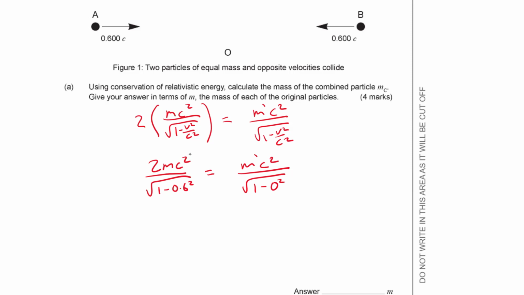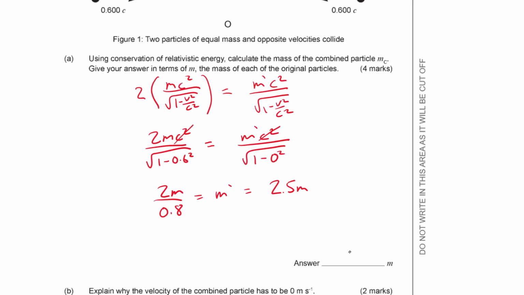Okay, so now we can see that the c squares here will cancel out, and I'm going to resolve this bit on the left hand side and get 2m on 0.8, and that's going to be equal to just m prime, and keep going with that, and that becomes 2.5 m, which is great, which means the mass of the combined particle is going to be 2.5 times the mass of the initial particles.